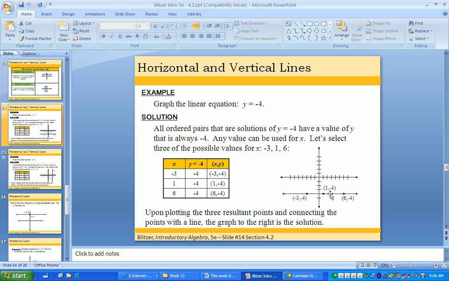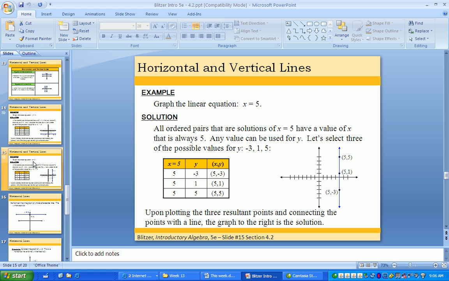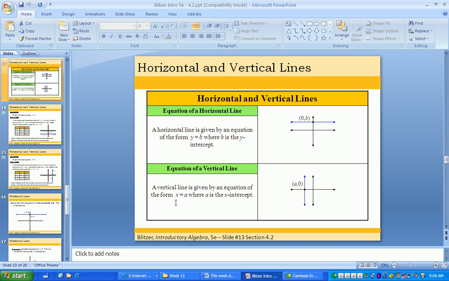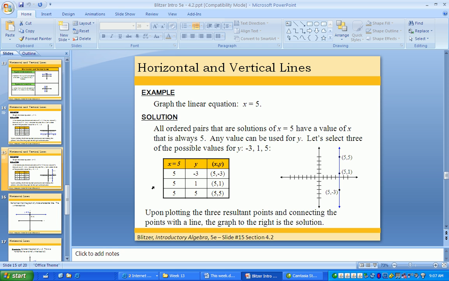The next one, x is equal to 5. Well, remember from our little trick again, x is equal to a number. That means it's going to be a vertical line. So this vertical line is going to be everywhere x is equal to 5. X is equal to 5 everywhere right at the x equal to 5 coordinate, and it goes vertically up and down. So that's a vertical line at x equal to 5.